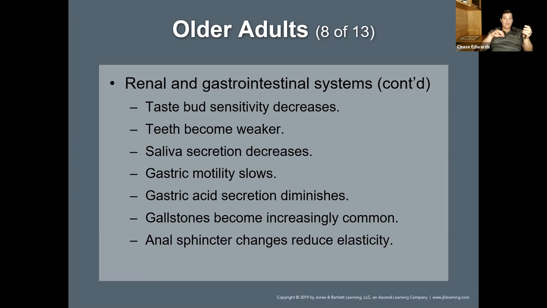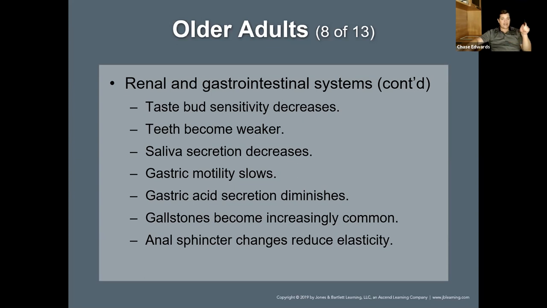The teeth become weaker, making it more difficult to chew certain types of foods. And then saliva secretion decreases, which reduces the body's ability to process complex carbohydrates also. Gastric motility slows with age because of the loss of intestinal tract neurons. So this can lead to feeling constipated or not hungry.